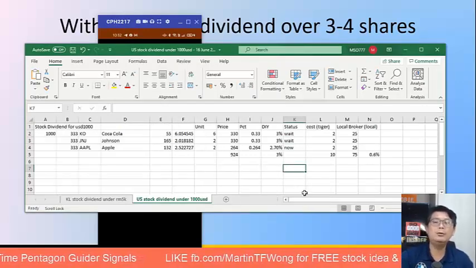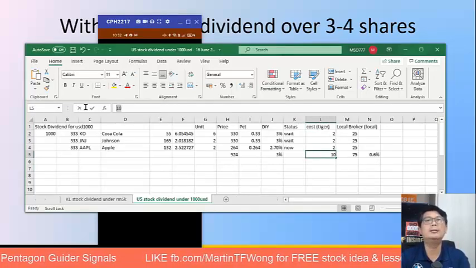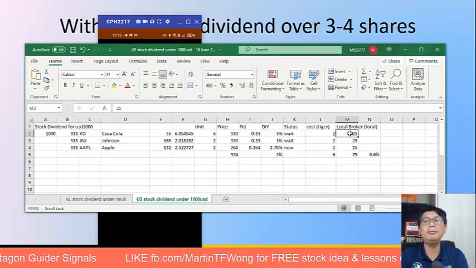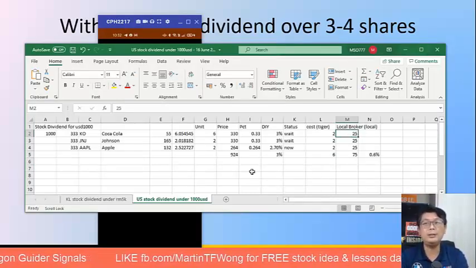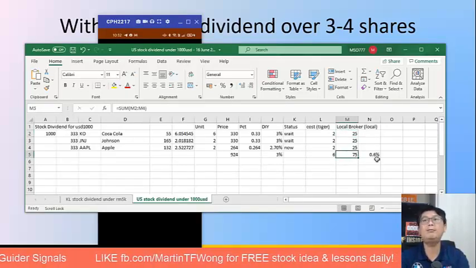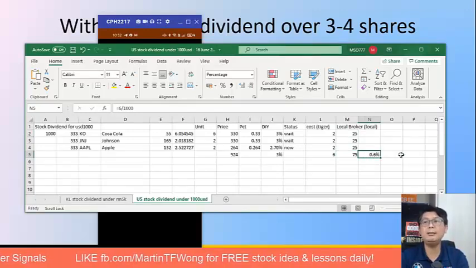All right. So now let's go back to the cost. If you do it with Tiger Broker, it's only going to cost you $6. However, if you do it with a local broker, minimum is 25 US dollar. All this is priced in US dollar. 25, 25, 25 one way. So it's already $75. So $75 is pretty pricey, right?